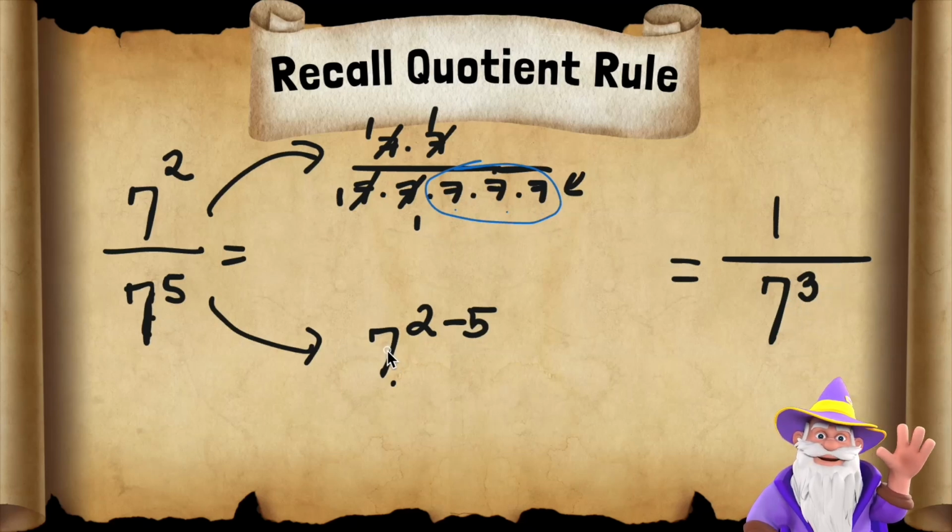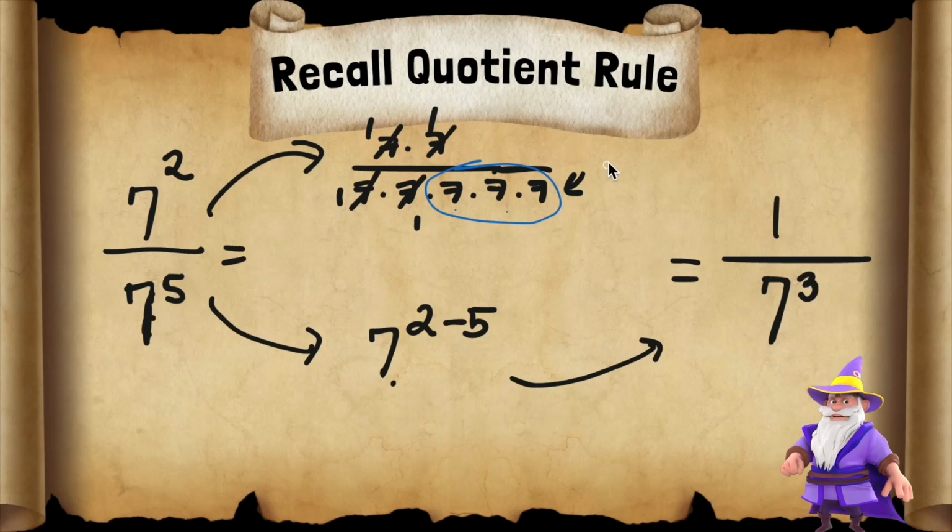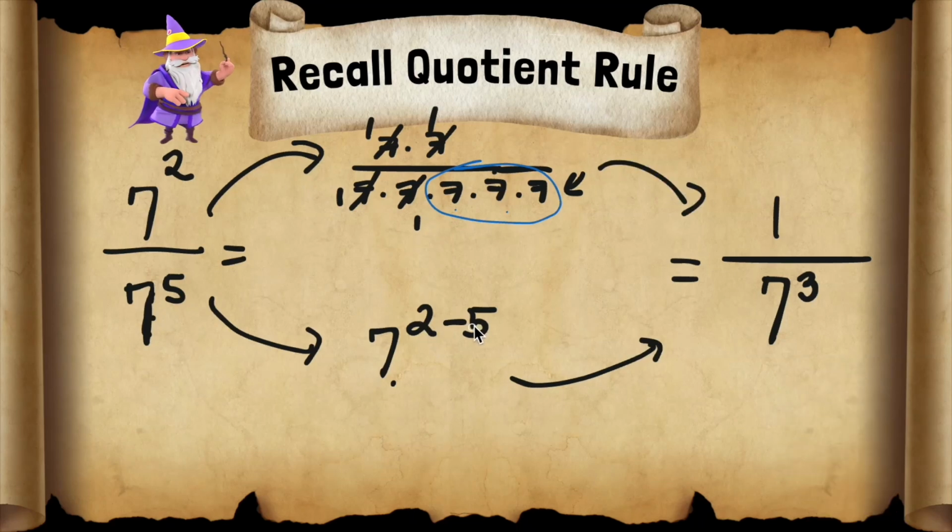So, in other words, this part, 7 raised to 2 minus 5. 2 minus 5 is negative 3.